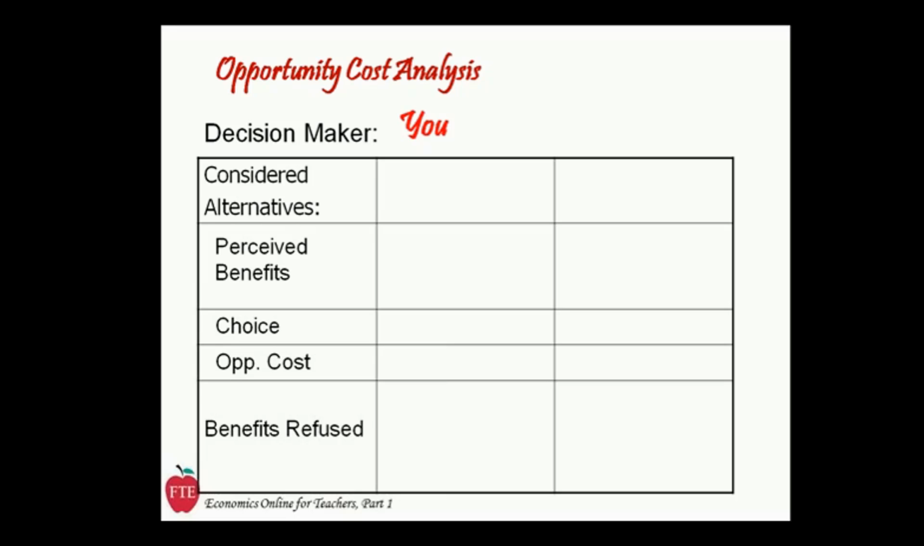Next, we have to identify the alternatives the decision maker considers. For many decisions, there are numerous alternatives, and the first step is to narrow down the possibilities to 2. In this get up now decision, that's easy, which is why it's a good example to start with. So you can either get up now or not get up now.